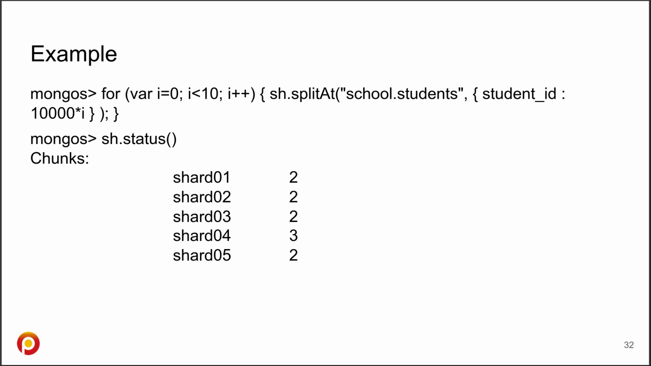Of course, it can happen that you have an odd number of chunks, and one of the shards will have one chunk more than the others. This is not a problem at all. Only if we had a huge difference should we start worrying about it.